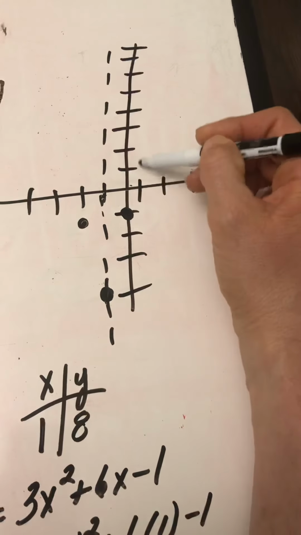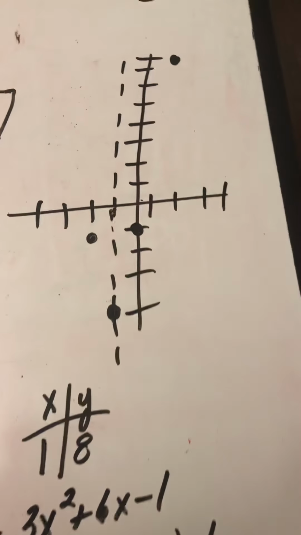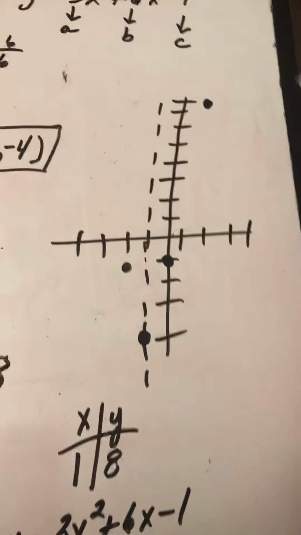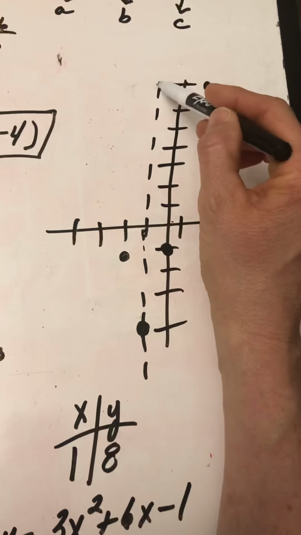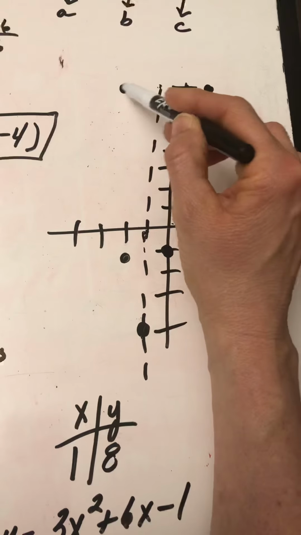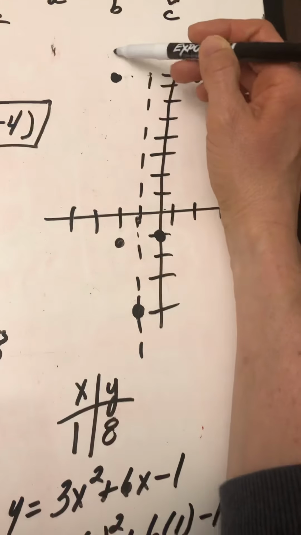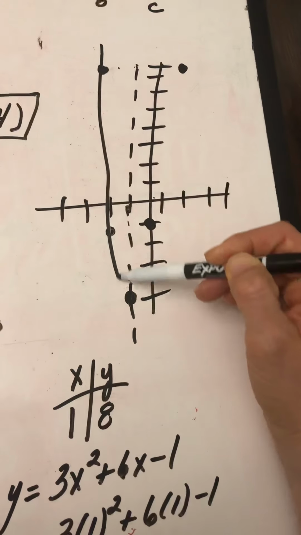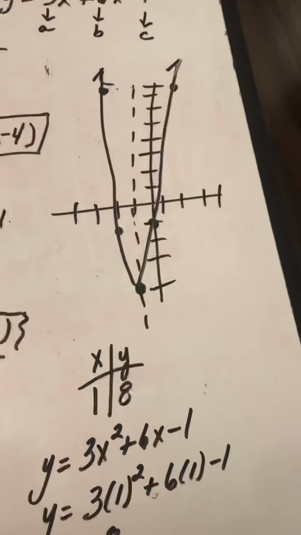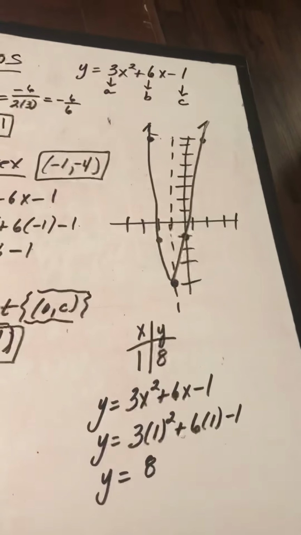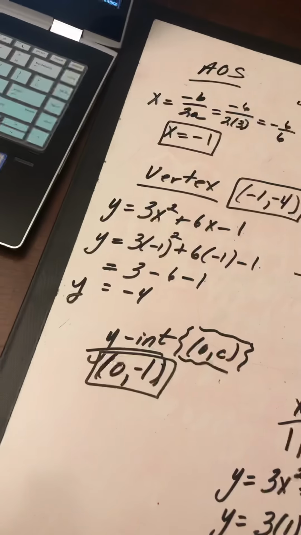1, 8. Since this point is 1, 2 units away from my axis of symmetry, I'm going to go 1, 2 units to the other side to plot its reflection, and then you can go ahead and graph your parabola. So it's not very neat, but hopefully you get the idea. So that's example 1.